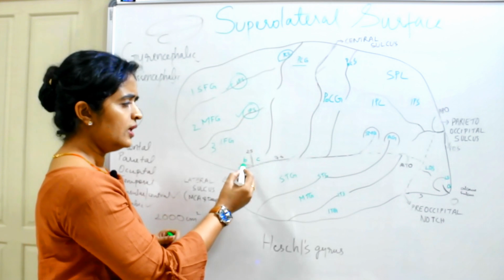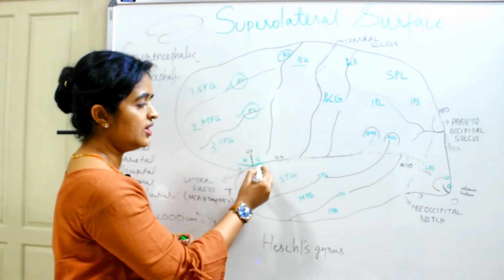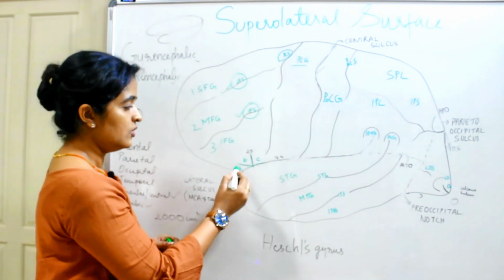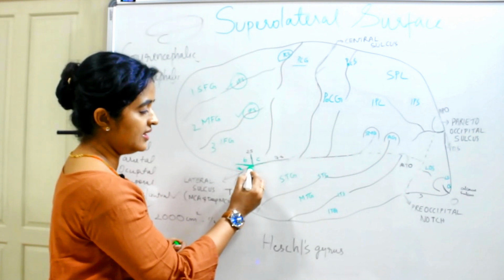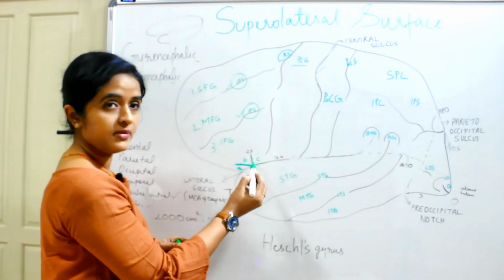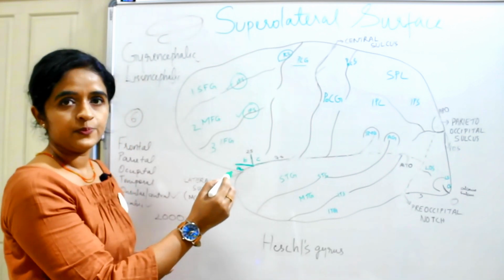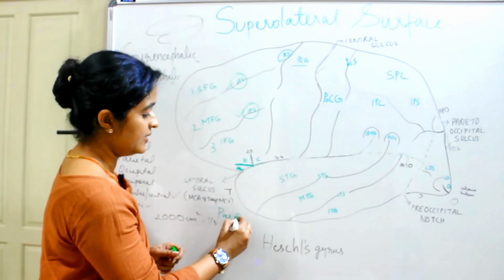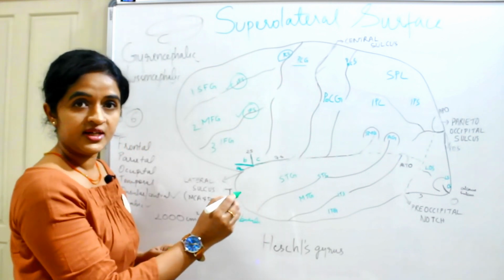Now we have already discussed the three rami of the lateral sulcus, isn't it? So there is a region lying just below the anterior horizontal ramus of the lateral sulcus. The region marked as A, that is known as pars orbitalis.